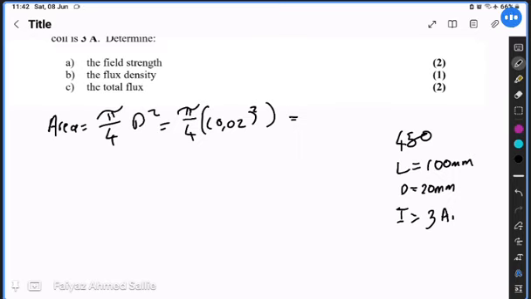Sorry about that. Let's start my calculator. Five, this, shift, 5.